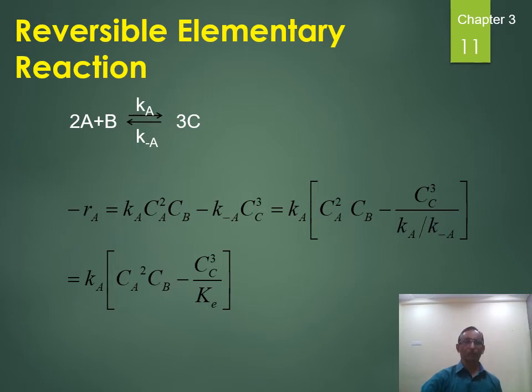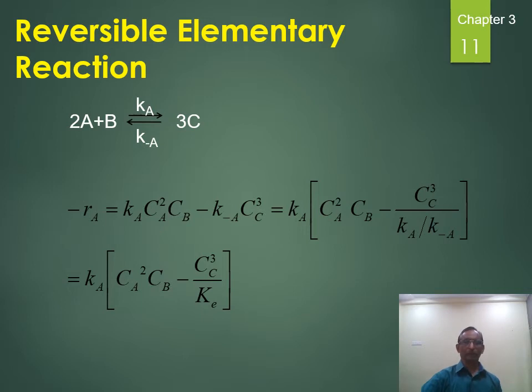Plus RA symbol, you have to remember plus and minus, and then you have to equal it. Addition of both the forward and reverse reaction gives the net rate of A. So first you write minus RA is equal to Ka Ca square into Cb. That is for the first reaction.